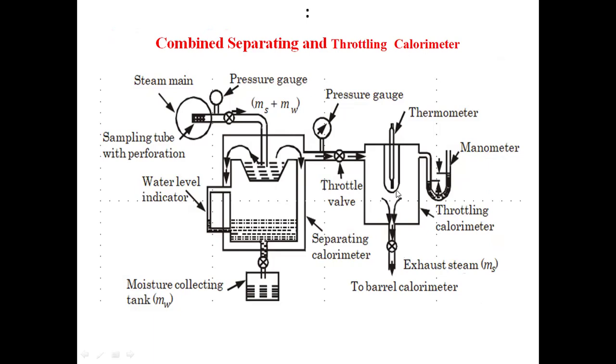Then the steam passes to the throttling calorimeter. In this throttling calorimeter you have a thermometer as the temperature indicator, and then the throttle valve, and then a manometer. See what happens in the combined separating and throttling calorimeter: it measures the very pure form of superheated steam at the outlet, which is represented as Hg plus Cp times T superheated minus T saturated.